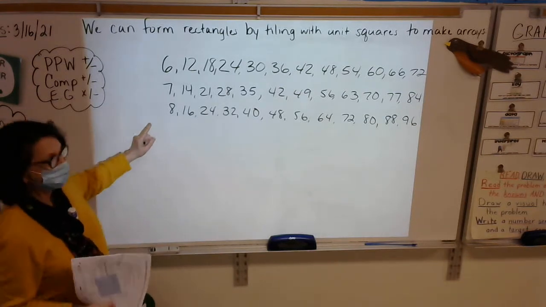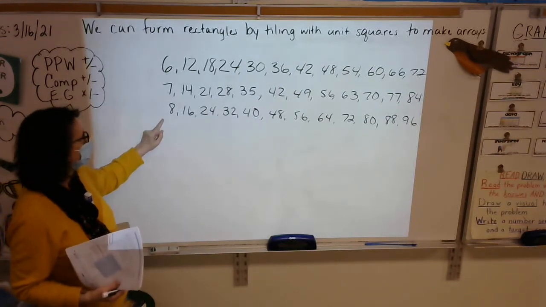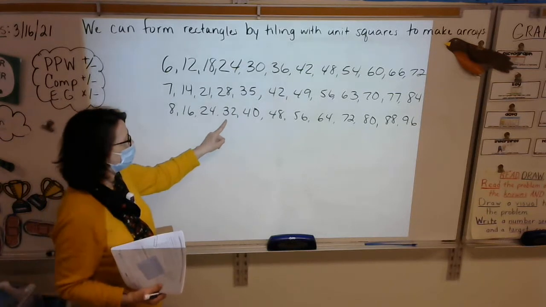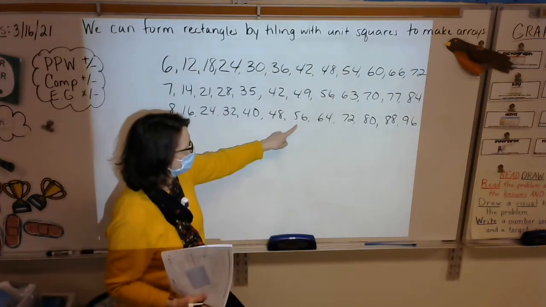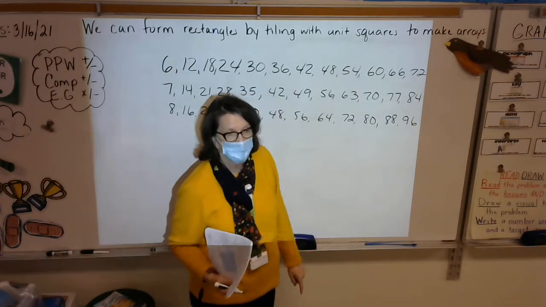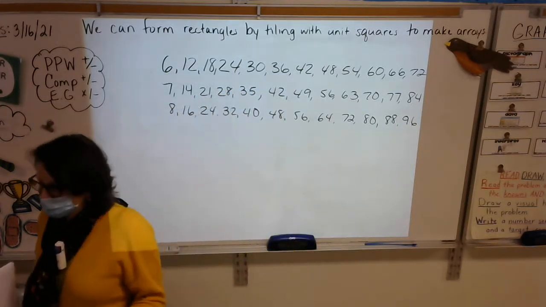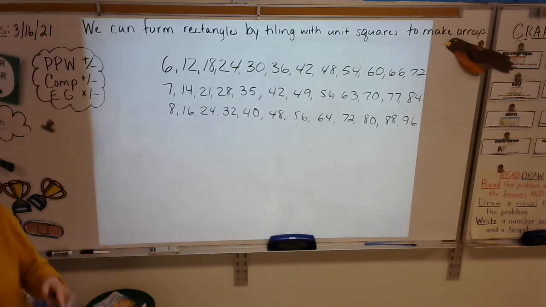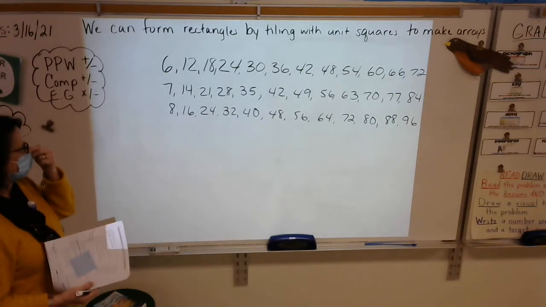Okay, so let's count without the song. Ready? 3, 2, 1. 8, 16, 24, 32, 40, 48, 56, 64, 72, 80, 88, 96. Remember, multiplication is just a pattern. We're adding the same number over and over and over again because it is repeated addition.